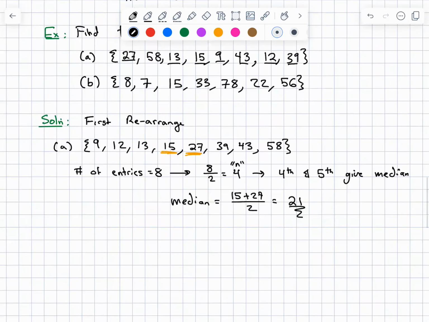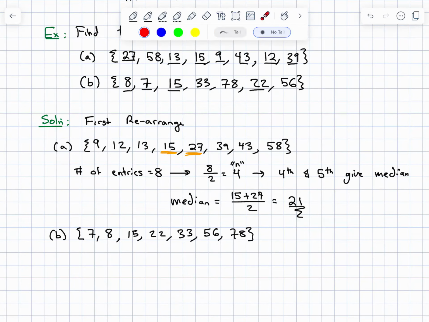So B, let's see here. So 7, then 8, then 15, then 22, then 33, then 56, and then 78. Should have 7 values. 1, 2, 3, 4, 5, 6, 7. Good. All right.